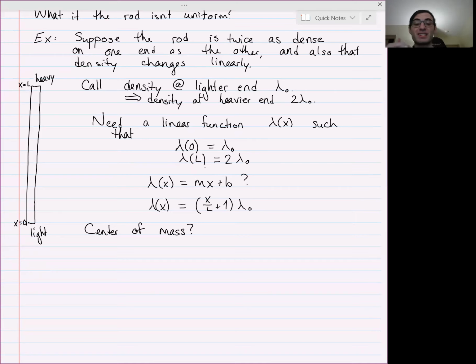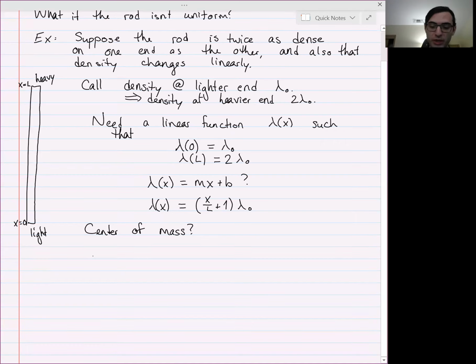We know the center of mass is not in the center of the rod, right? If it was in the center, that would mean that there's the same amount of mass on the bottom half as there is on the top, but the bottom half has less dense material, so there would be less mass in the bottom half than in the top half. So we know that the center of mass should be somewhere closer to the top. We just need to figure out where it is.